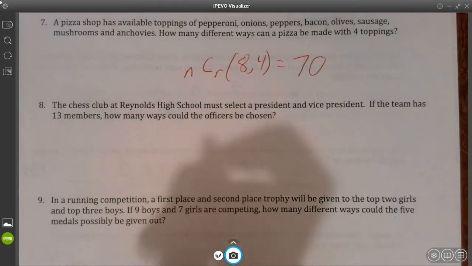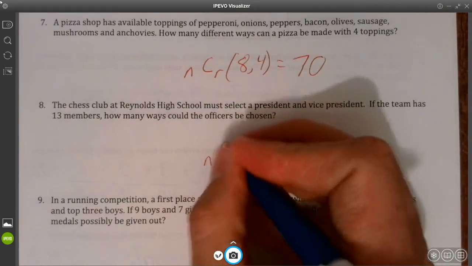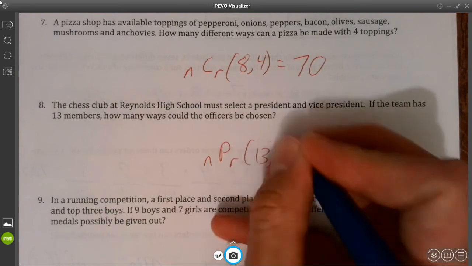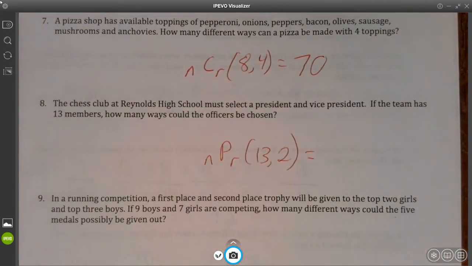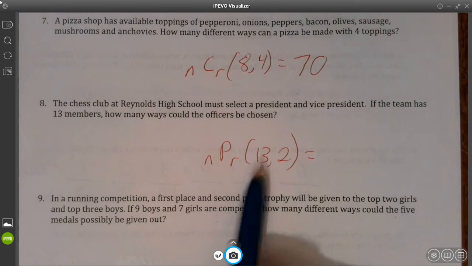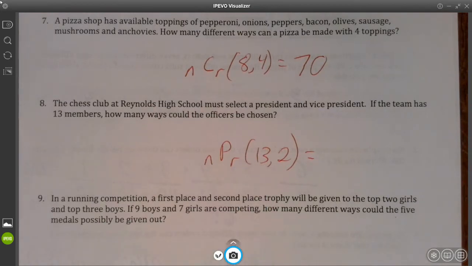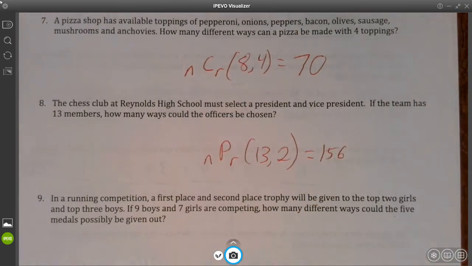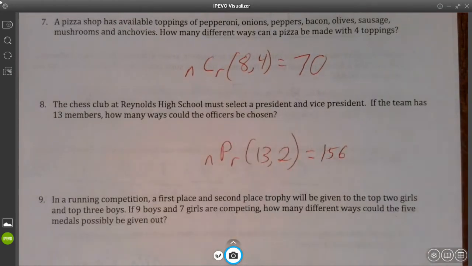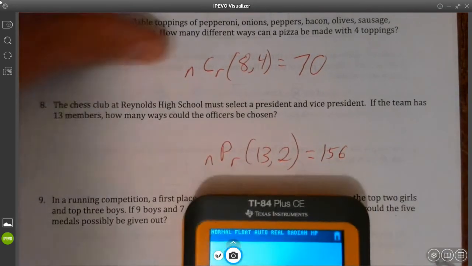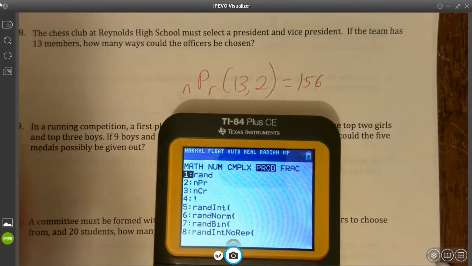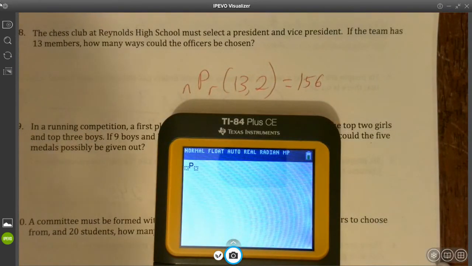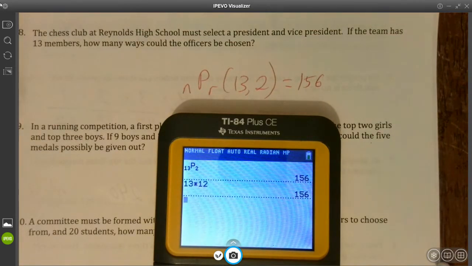This is a permutation. So in nPr, 13, 2, I'm actually going to do this one the old-fashioned way. I'm going to do 13 people could be president, and then 12 people could be vice president, and I can do 13 times 12, and I end up with 156. It is the same as if I do this. Let me prove it to you. Check this out. nPr, 13, 2, also the same as 13 times 12, which we knew was 156 anyway.